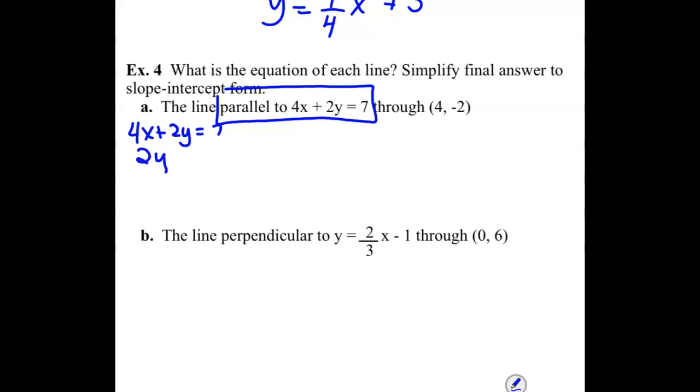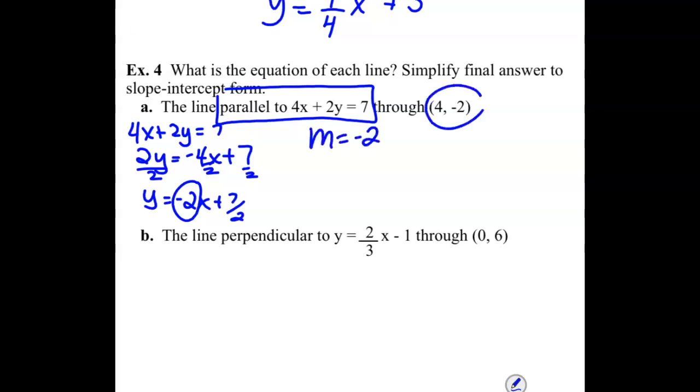Okay, subtracting 4x gets us this. Okay, if we divide everything by 2, y equals negative 2x plus 7/2. And don't worry about that 7/2 being a fraction. We don't need it, right? We're just needing the slope. So in this case, the slope is negative 2. And if we want our line to be parallel, we use that same exact slope. So we want m to be negative 2, and we know a point.